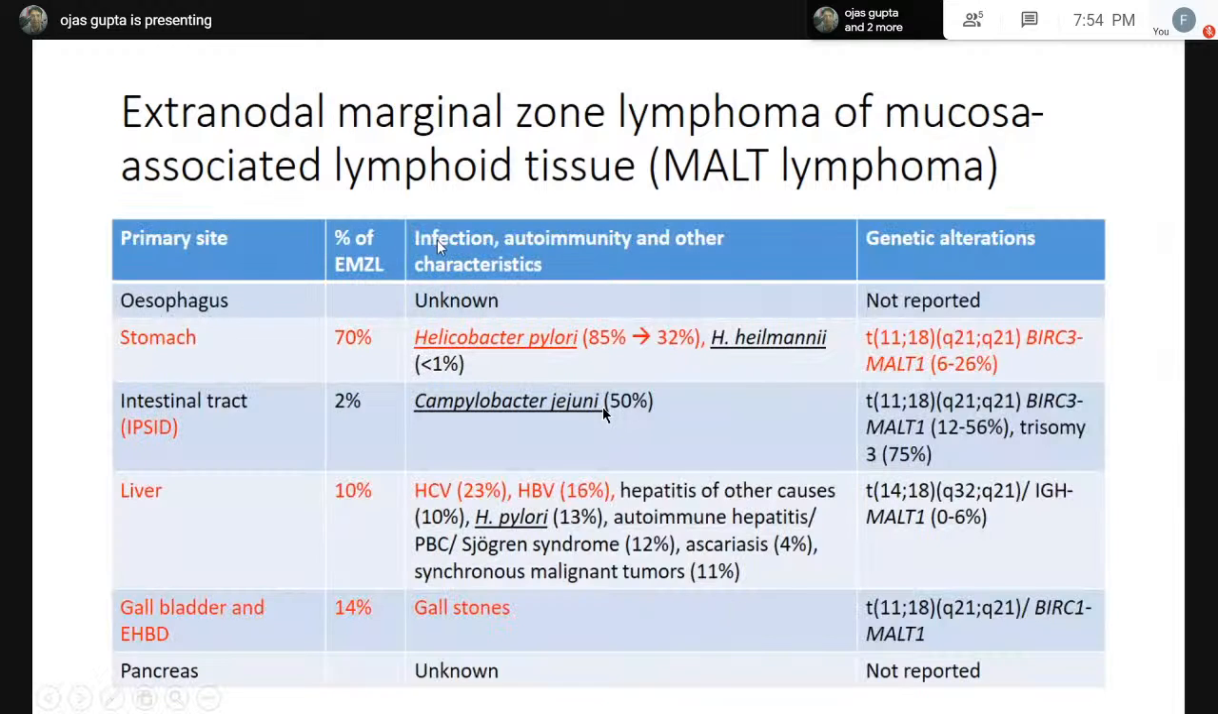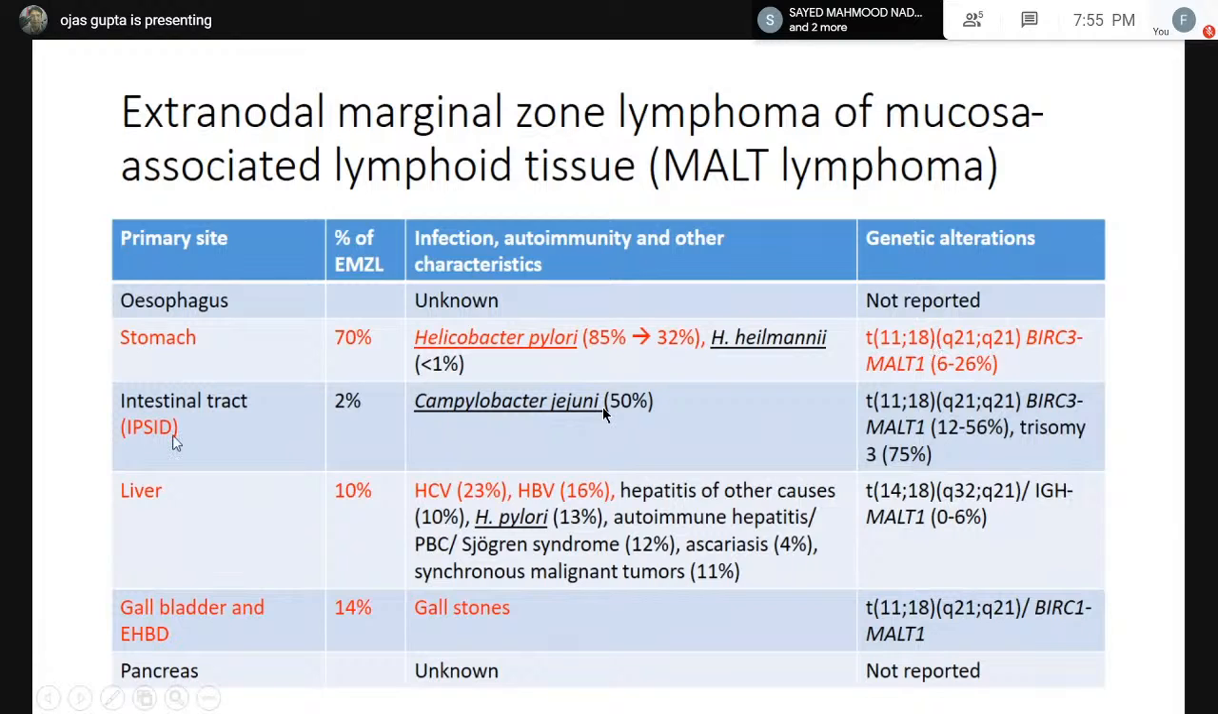So these Malt lymphomas are basically caused by long-standing infection, autoimmunity, or other things like gallstones. Extranodal Malt lymphomas are most commonly seen in the stomach in 70% of the cases. They're mostly associated with Helicobacter pylori in about 85% of the cases, but their incidence is reducing as the use of PPI and antibiotics is increasing. Also, whenever there is translocation of BIRC3 and MALT1, these Malt lymphomas become resistant to the treatment of H. pylori.